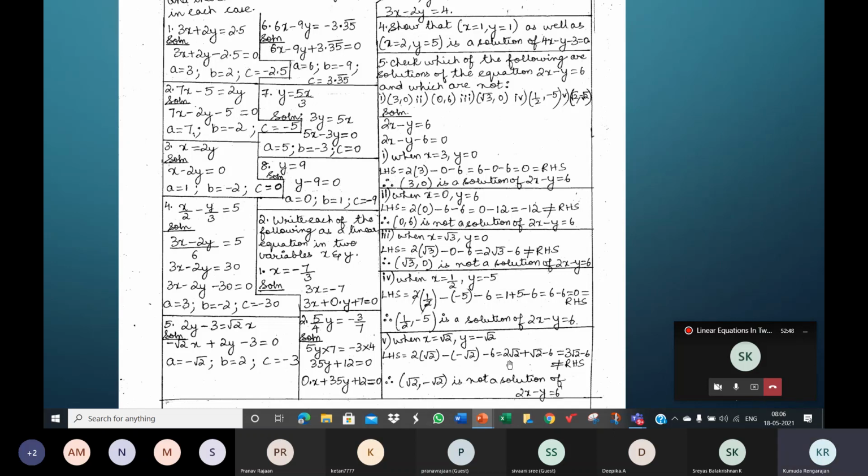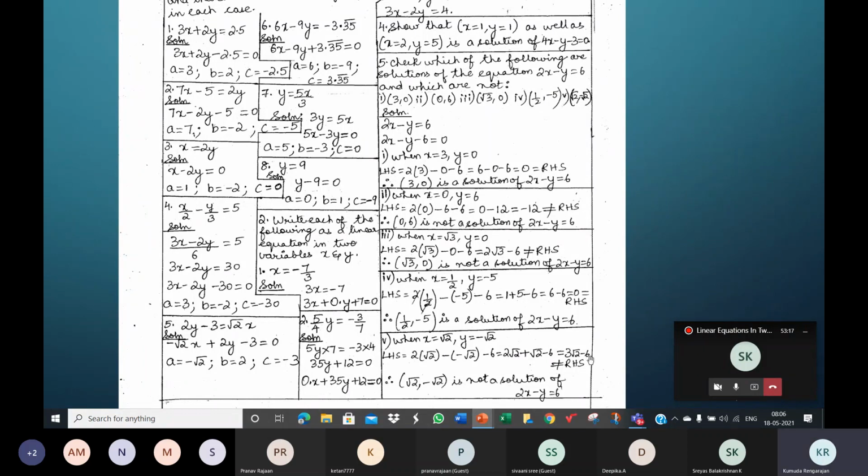So on working this we get, and minus 6. See here this one. 2x minus y is equal to 6. So 2x minus y minus 6 is equal to 0. So this is 2x minus y minus 6. Work that: 2 root 2 plus root 2 minus 6. And 2 root 2 plus root 2 is 3 root 2. 3 root 2 minus 6. So the value of the LHS is 3 root 2 minus 6.